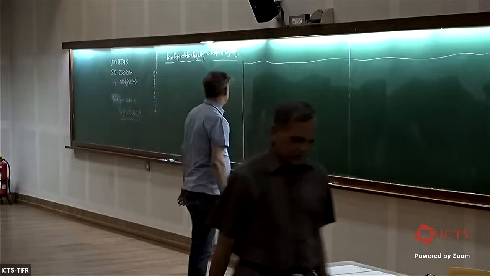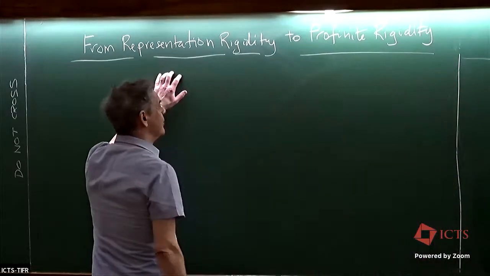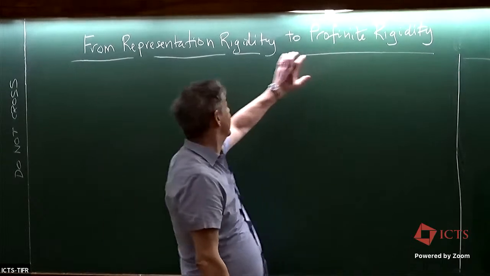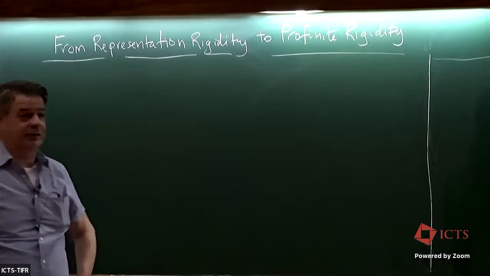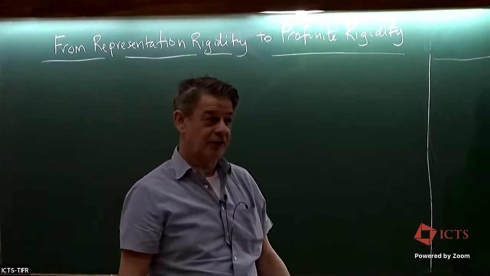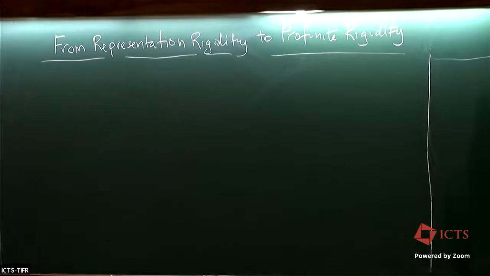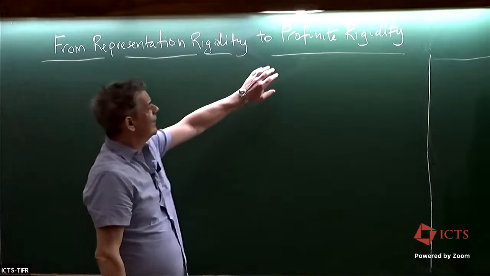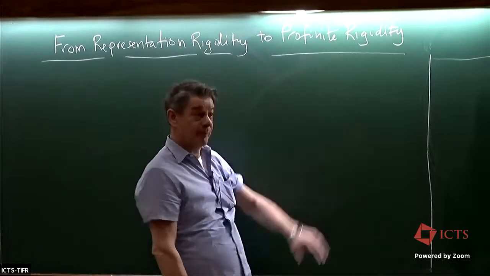Okay, so I'm going to talk about representation rigidity to profinite rigidity. And this kind of representation rigidity was essentially mentioned in Emmanuel's talk earlier today in the guise of Galois rigidity, and I'll explain what that is shortly. But what I'd like to do is talk about the motivation, which is about profinite rigidity.